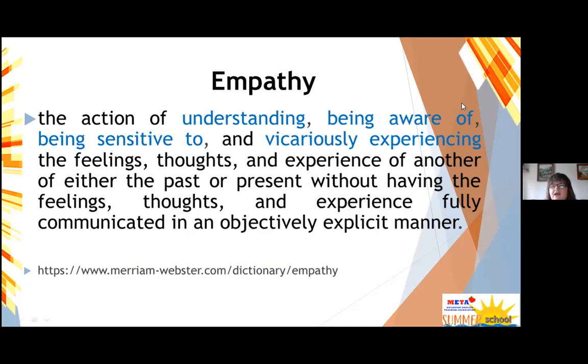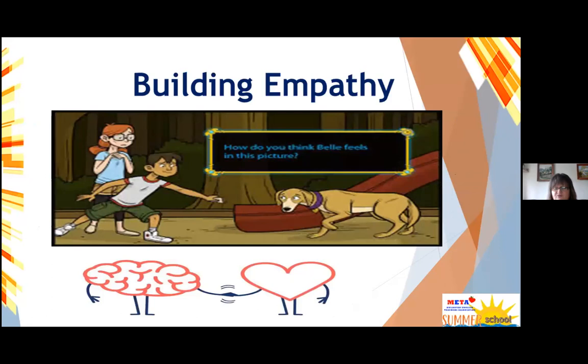Take a look at the vocabulary. With high-level students, you can use this definition to enrich their vocabulary and to improve their grammar, being aware of, being sensitive to, and so on and so forth. So we can practice not only vocabulary, but grammar as well.